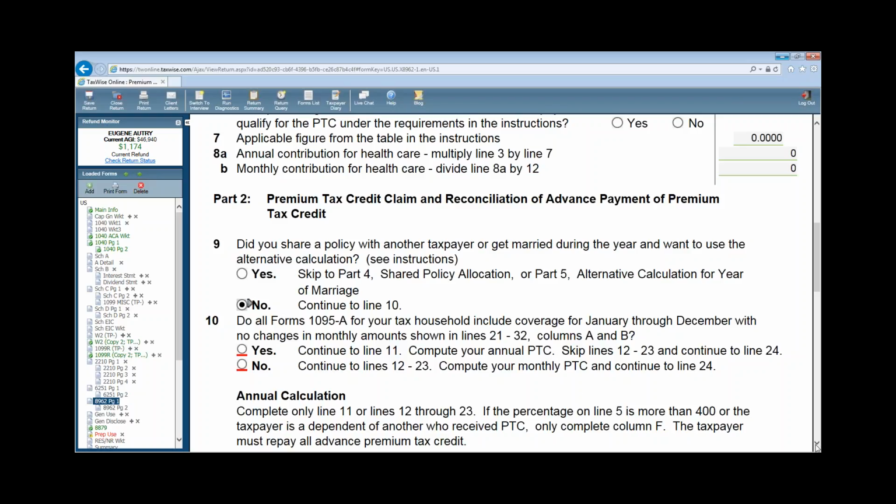And then it asks, do all forms of the 1095-A for your tax household include coverage for January through December with no changes in the monthly amount shown on lines 21 through 32? We're going to indicate no.